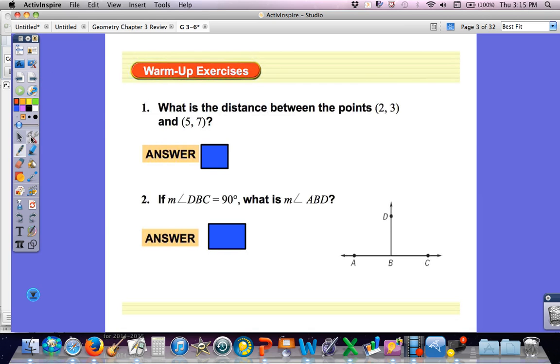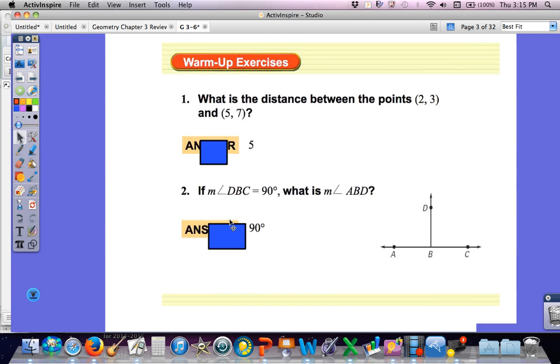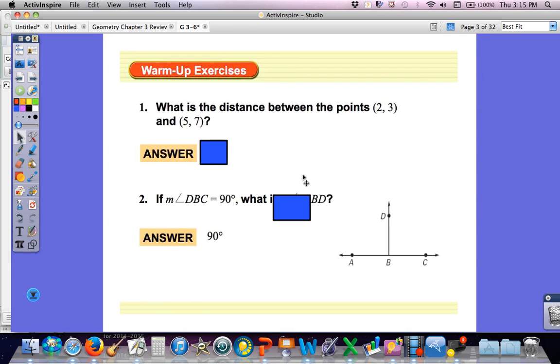We've gone through these. I'm going to give you a minute to look. Try and do these. You can pause your video. Number one is distance formula. The answer is 5. Number 2, you get the point there. The answer is 90. As I said, we did those in class.